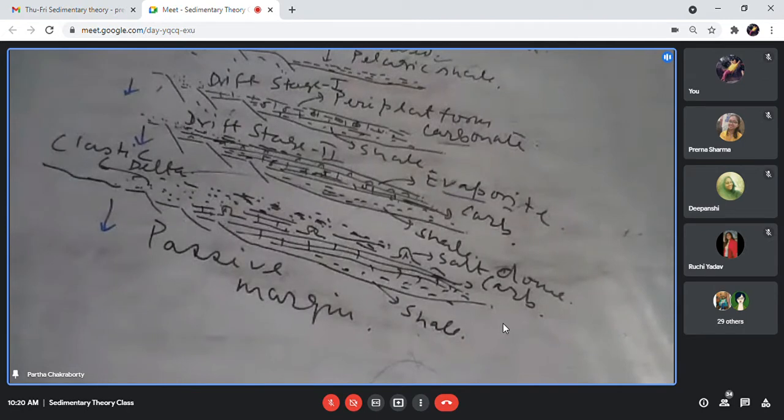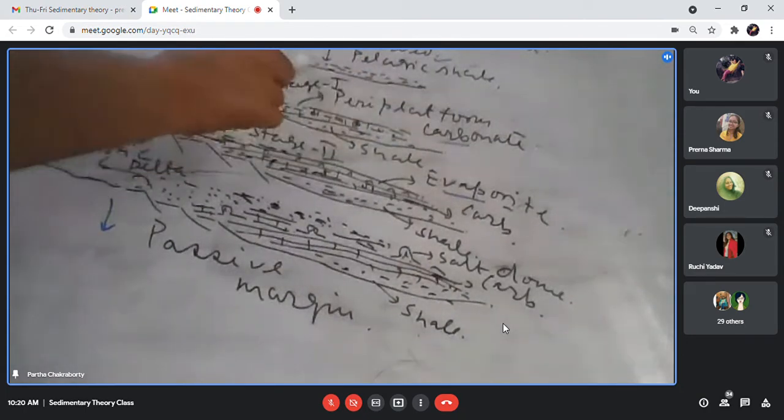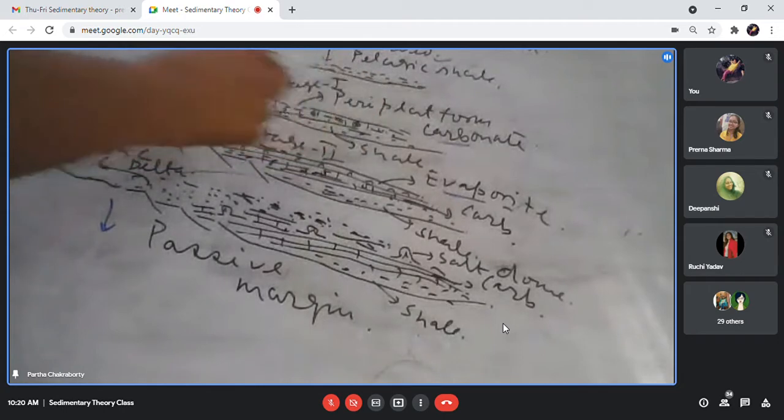So I just gave an example in the Indian context of where the passive margin is. Now, when a rift starts, there is spreading and it is going. So originally there is a starved system.